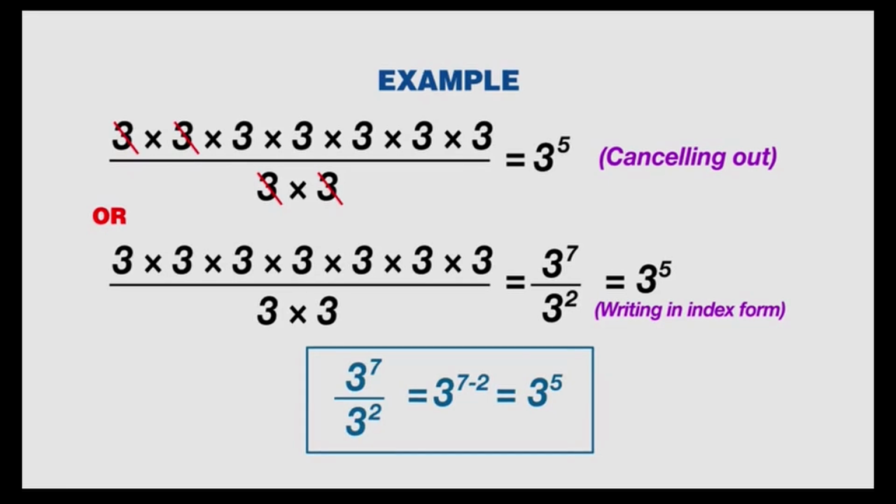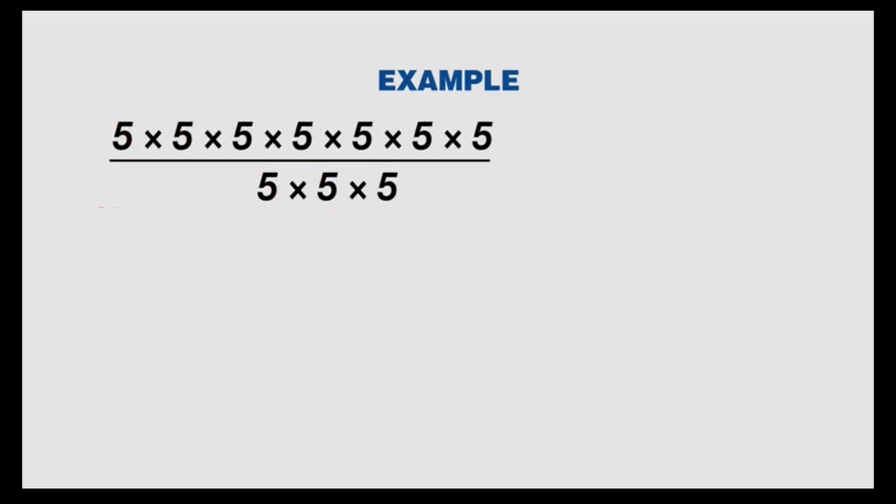We want to divide 5 multiplied by itself 7 times by 5 times 5 times 5. We can cancel out the terms. And when we do that, we end up with 5 raised to the power 4.